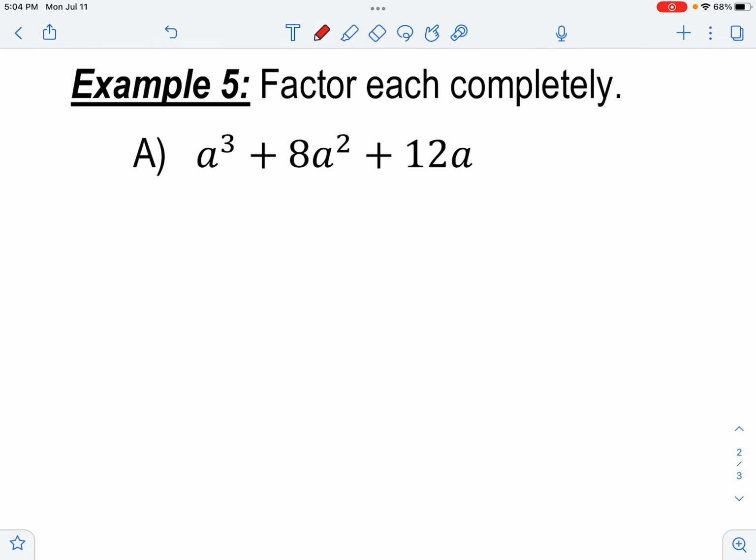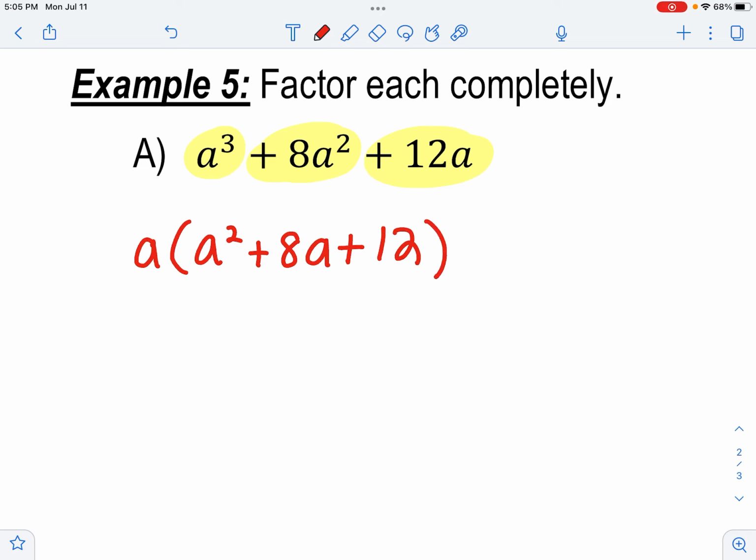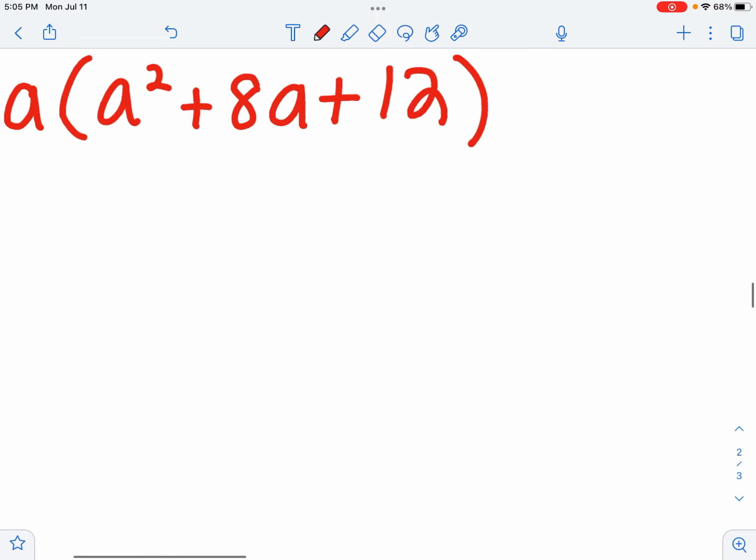Looking at the first example, the first thing I do is ask, is there a GCF? So I'm going to look at all 3 terms and see if they have anything in common. The coefficients are 1, 8, and 12, so they only have 1 in common, and I don't factor out ones. Now I'm going to look at the variables. They all have an A in them, so I'm going to factor an A out of each one, or undistribute it. If I do that, I have A squared plus 8A plus 12. Now you're going to look inside your parentheses and see if that is factorable.